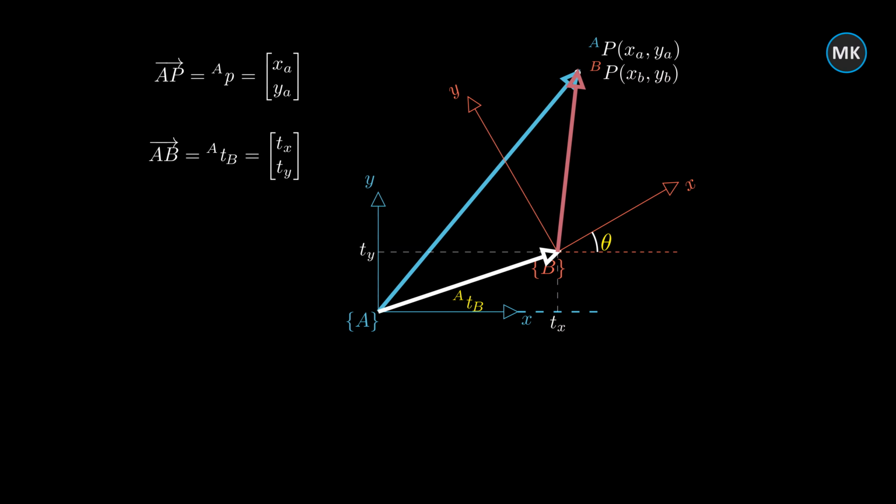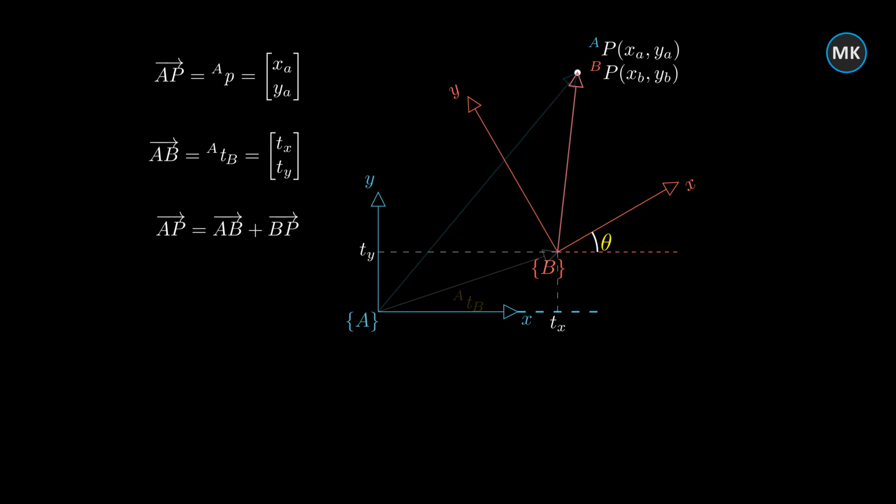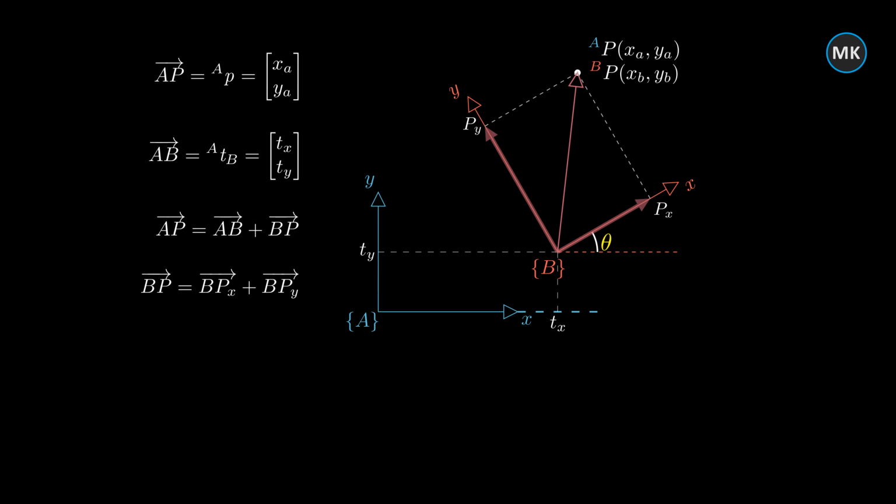The vector from the origin of frame A to point P is equal to the translation from A to B plus the vector from the origin of B to P. In other words, to reach point P from frame A's origin, we first move from A to B and then from B to P. Next, we resolve the vector BP into its components along the x and y axes. We denote these components as BP sub x and BP sub y.